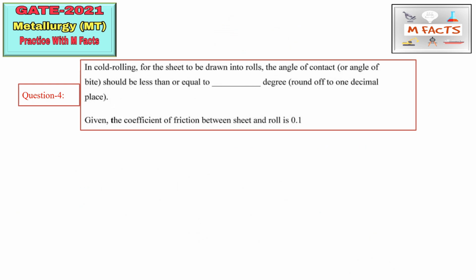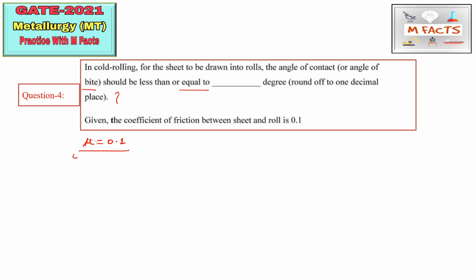So the next question is from the manufacturing part. In cold rolling, for the sheet to be drawn into the rolls, the angle of contact or angle of bite should be less than or equal to what? So in this question, they are asking for the angle of contact or angle of bite. They have given the coefficient of friction, mu. Mu is 0.2, and that mu is between the sheet and the roll.